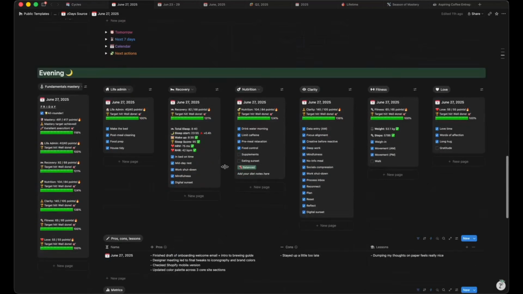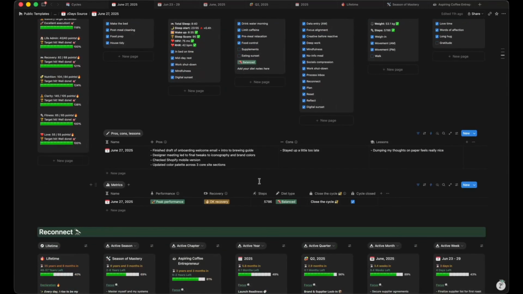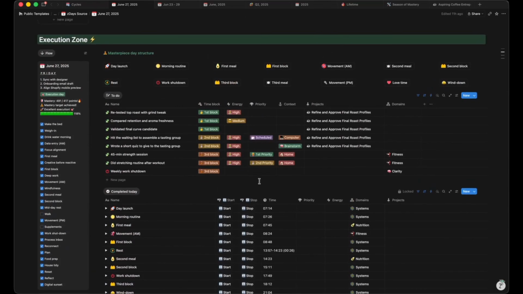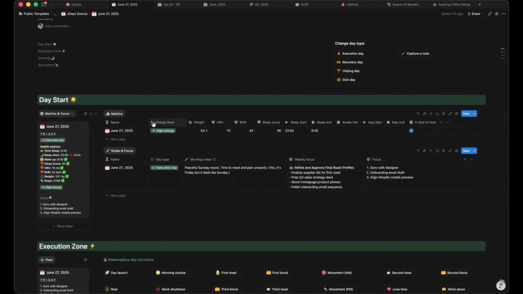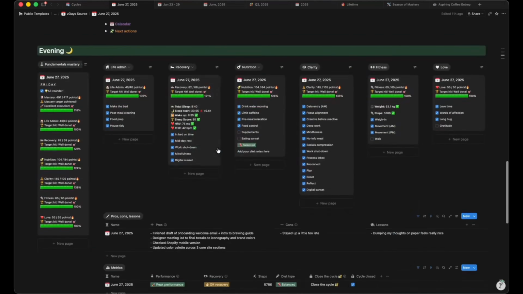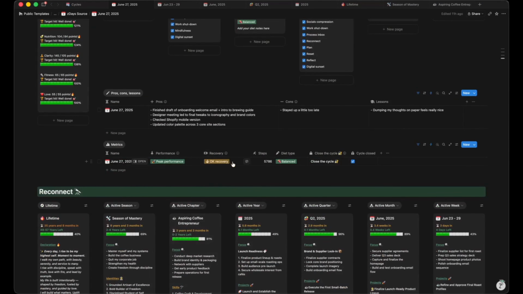And also at the end of the day, you can enter your steps, stuff like that. So that's our key health metrics. Subjective metrics are things like our energy level. We enter that in the morning. And in the evening, we track our performance and recovery. These are simple things. It takes very little effort or time to track those.